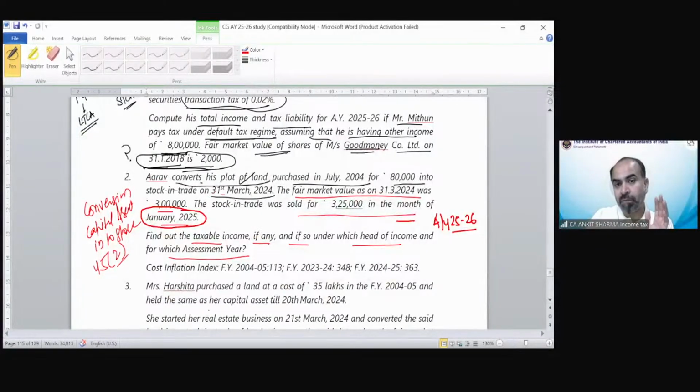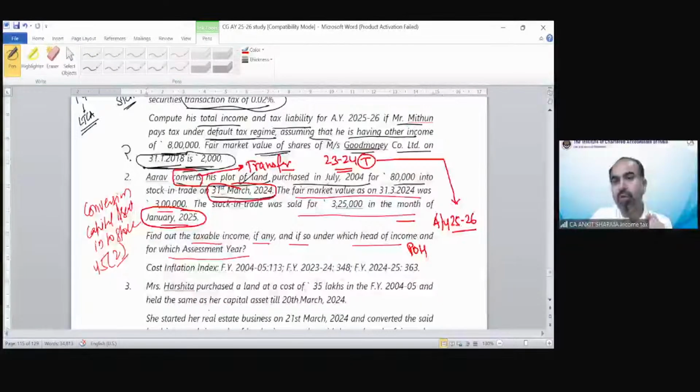We have already gone through this provision that conversion is equivalent to transfer. So the transfer has taken place at the time of conversion on 31st March 2024. That means previous year 23-24. Transfer has been done in 23-24, but we will charge it in assessment year 25-26 at the time when that stock in trade has been sold. So for the purpose of period of holding, the time duration would be counted from July 24 till March 24. So that would be a long-term capital asset.